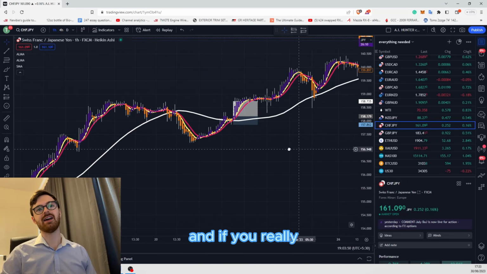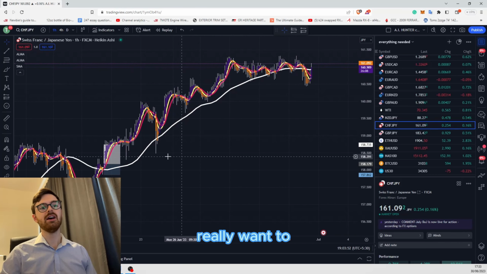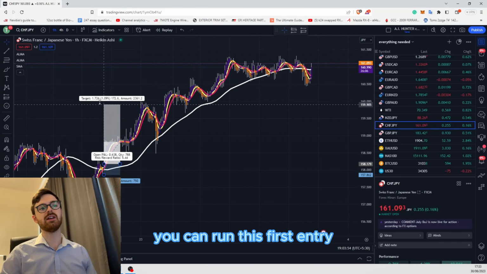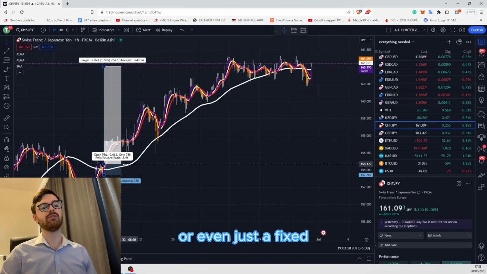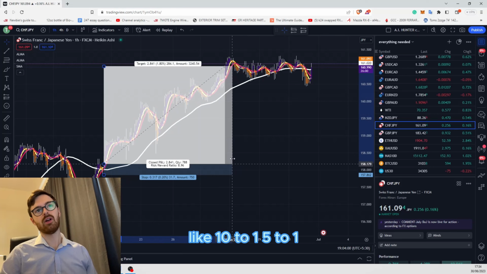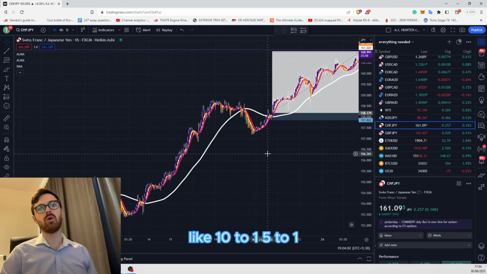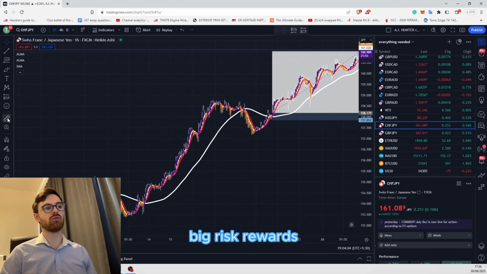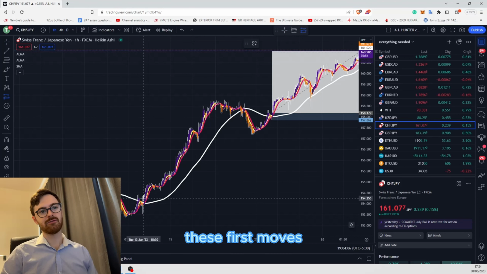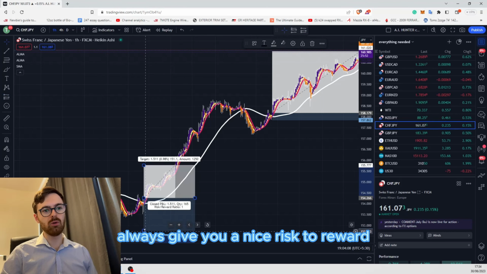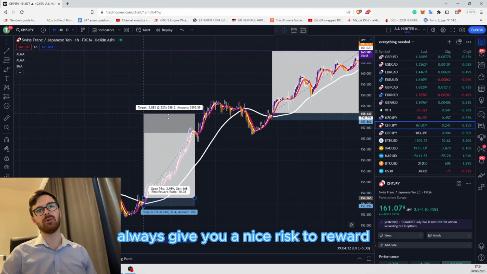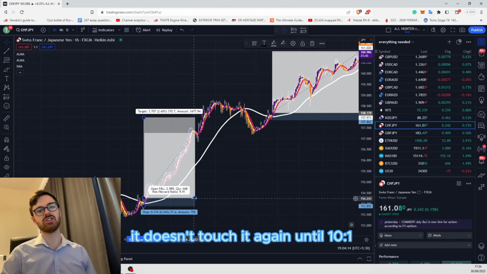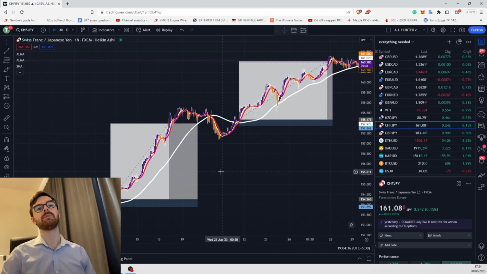You can take it, and if you really, really want to, you can run this first entry based off of your white line, or even just a fixed, like 10 to 1, 5 to 1, big risk rewards. These first moves you will find always give you a nice risk to reward. You notice that in this case it doesn't touch it again until 10 to 1.